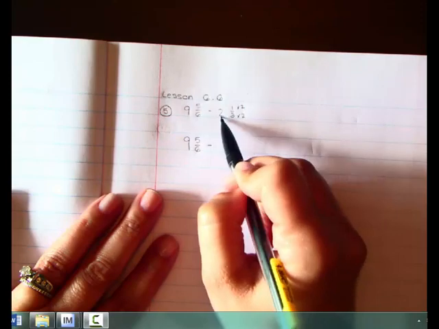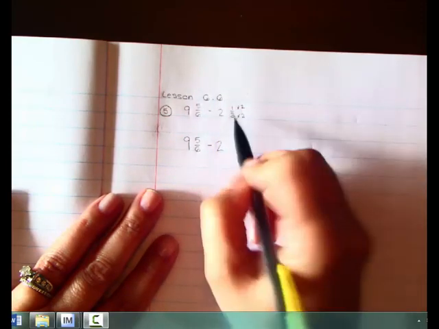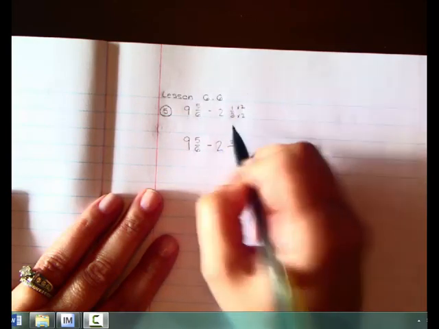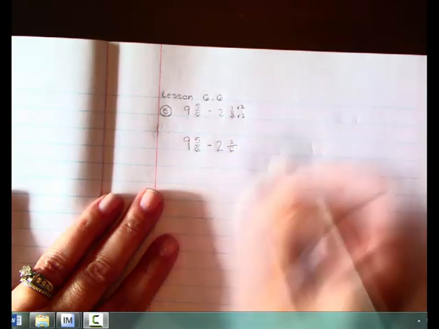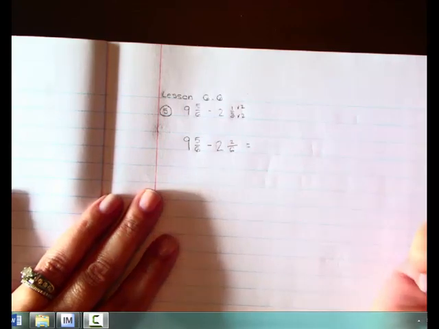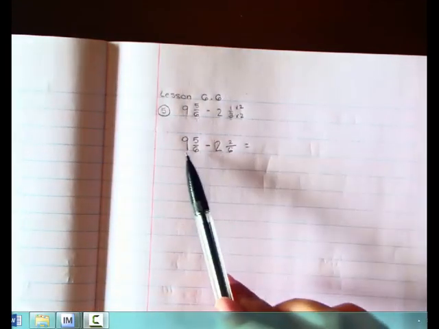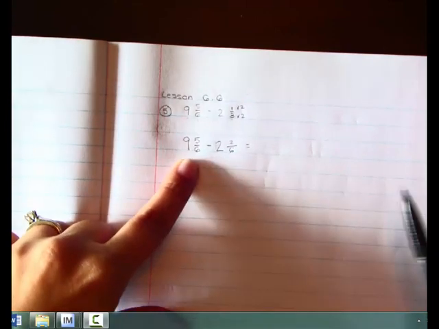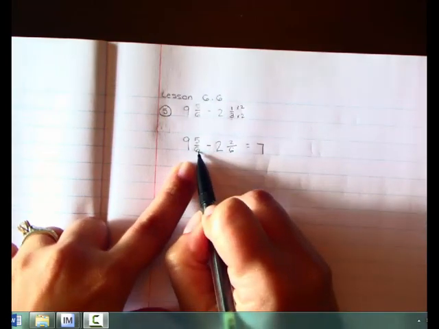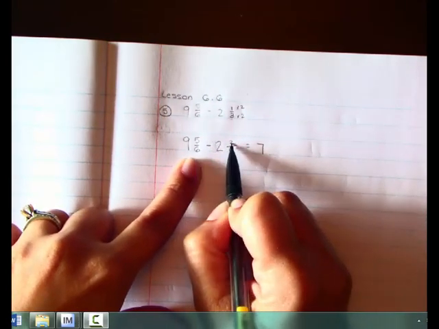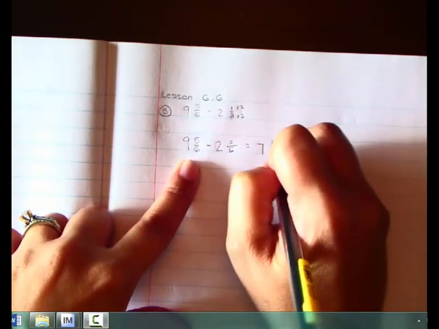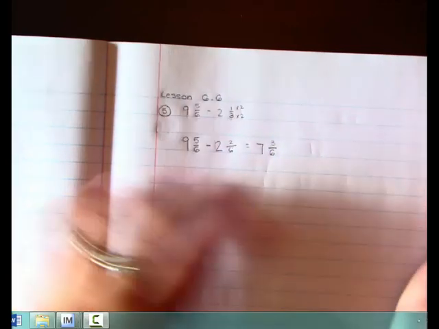For this one, the 2 stays the same. Your numerator becomes 2, because 1 times 2 is 2, and 3 times 2 is 6. Now they have the same denominator, so I am able to subtract them. I'm going to subtract my whole numbers, and then my fractions. 9 minus 2 is 7. To subtract fractions, you subtract your numerators, and your denominator stays the same. So 5 minus 2 is 3, and my denominator is 6.